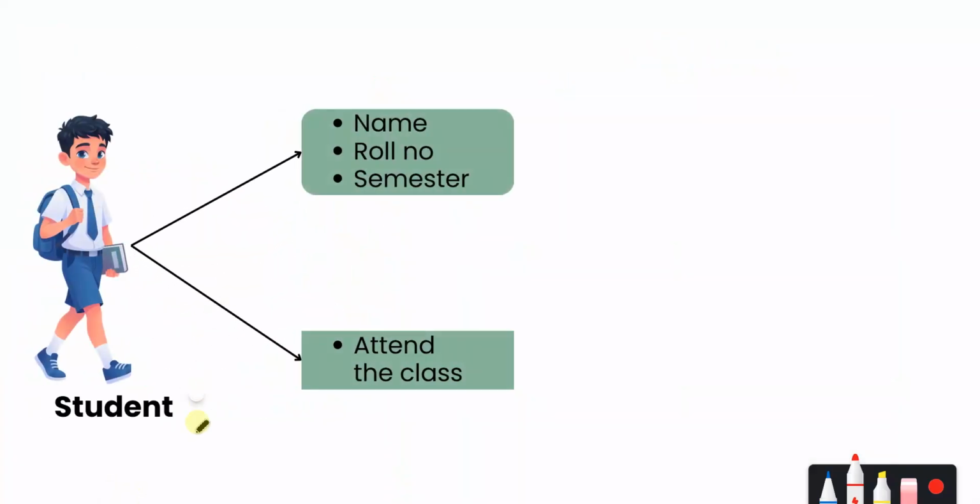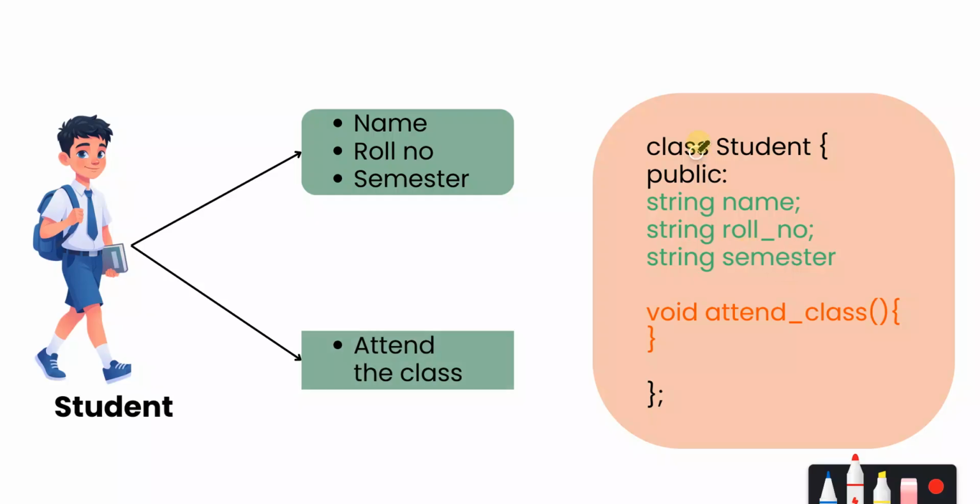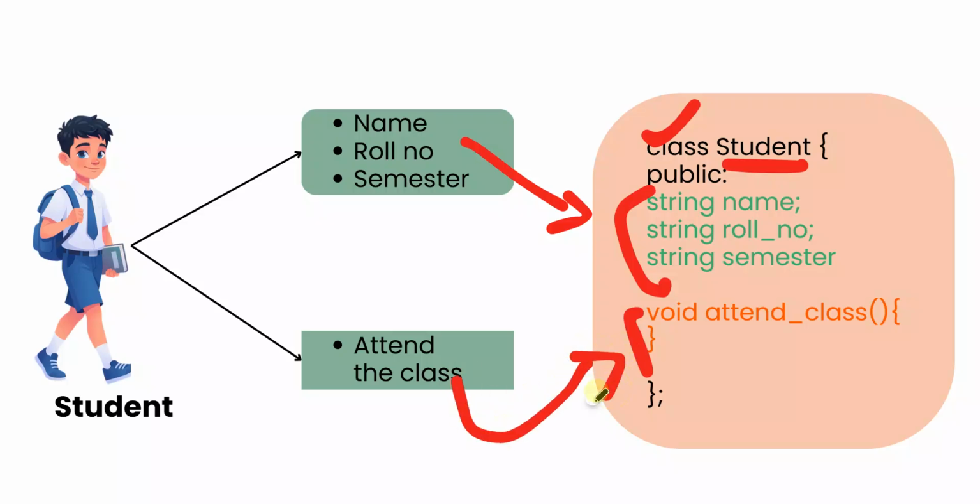So let's take another example. We have decided on the student, we agreed on the attributes, we agreed on the functions. When all these things are done, then we code that. We use the class keyword, Student is the class name, these are the data members which are taken from here, and these are the functions. Currently we have included one function, and this was also decided during the creation of that class.